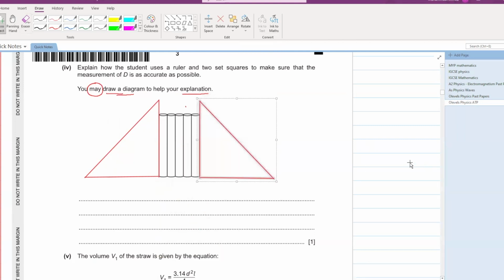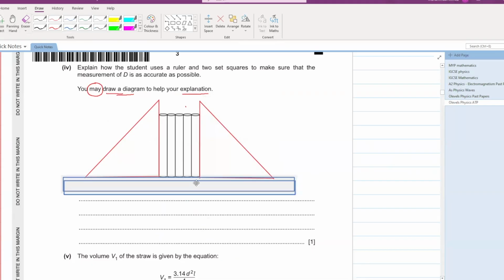So this will be your set square placement. You will place a ruler along with the set square. You will measure this reading as your D1. You will measure this reading as your D2. Subtract both the readings to get the final answer of D. So how will you explain this?